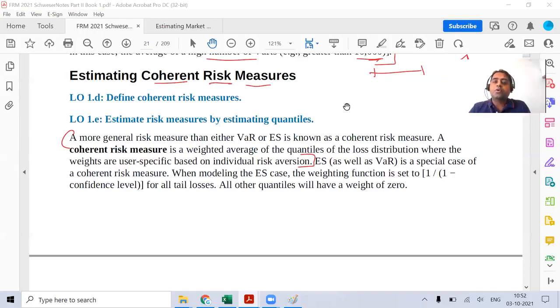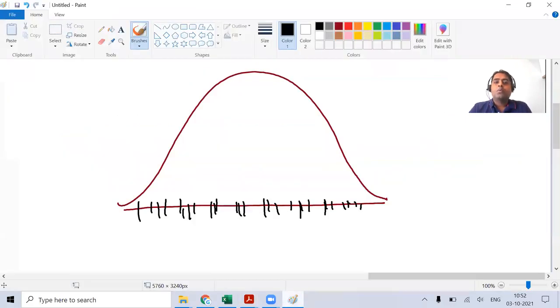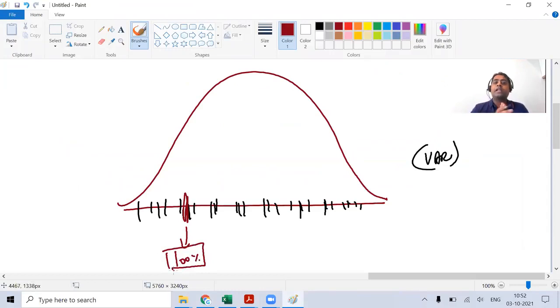So when we generally talk about coherent risk measure, we are saying that we'll have to give weightage to every data point. Now, when we talk about VaR, what VaR is doing is that it is taking that one particular data point and giving the entire 100% weightage to that data point. So it is saying, I'll give weightage to everybody, but I'll give 100% to this data point and 0 to everybody else. So that was VaR.